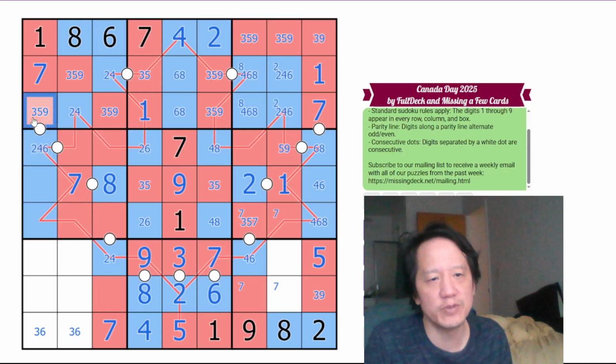So since this can't be 8, this can't be 9. 2, 4, and 6 are consecutive with 1, 3, and 5. There's no 7 involved, and we can't have a 9 there.